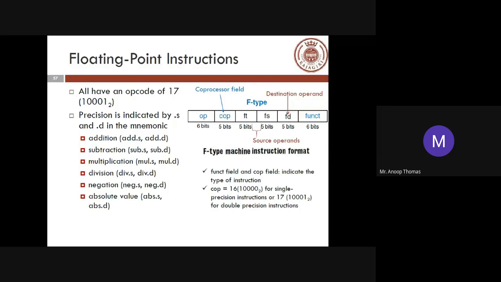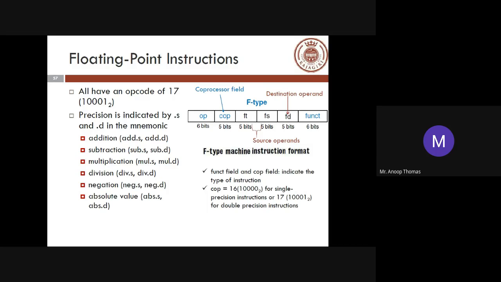The difference being that instead of the usual R, it's F, F, F. F is for floating point, called an F type instruction. And you have an opcode, and you have COP. COP is basically the coprocessor field, and then the function field. The function field and the COP field indicate the type of instruction. The op field is fixed. If you are using a floating point instruction, the op field is always 10001. So that signifies that this is a floating point instruction.